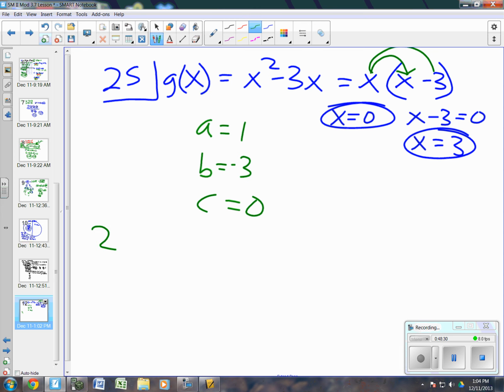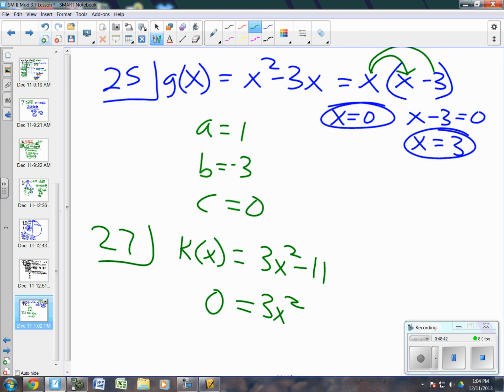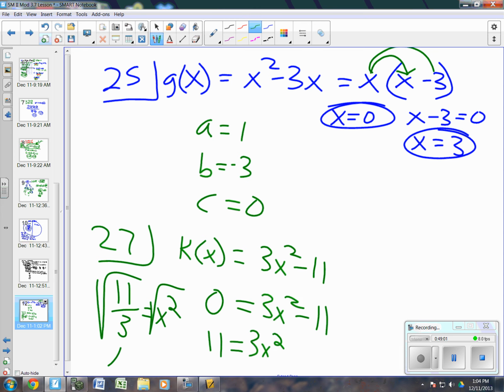Okay, you guys, number 27. 27, k of x equals 3x squared minus 11. This one, if you put 0 in for k of x, because that's what you do when you solve, anytime the middle term, the b, is missing, you can just solve it by adding the constant to the other side. So 11 equals 3x squared, dividing by 3. So 11 thirds equals x squared, and taking the square root of both sides. So x equals plus or minus the square root of 11 thirds is your answer.